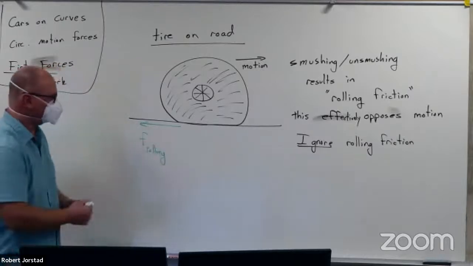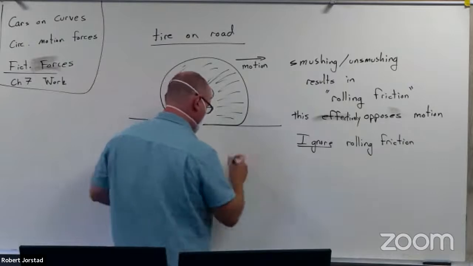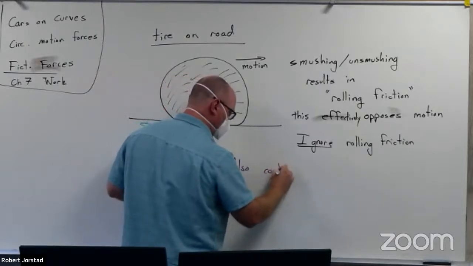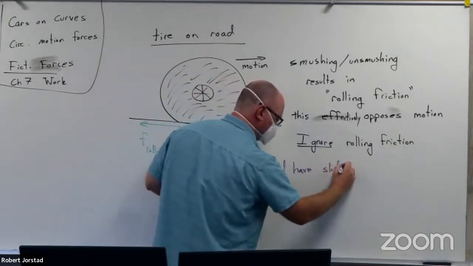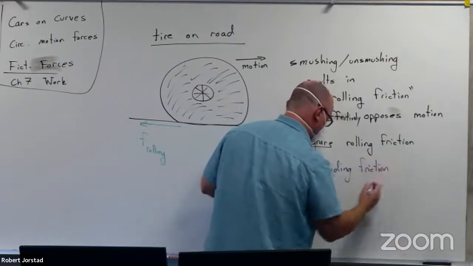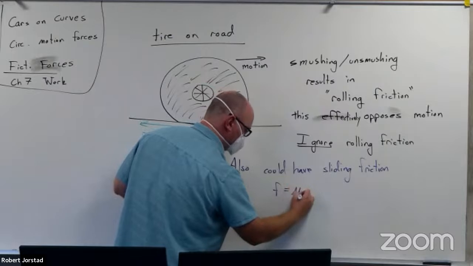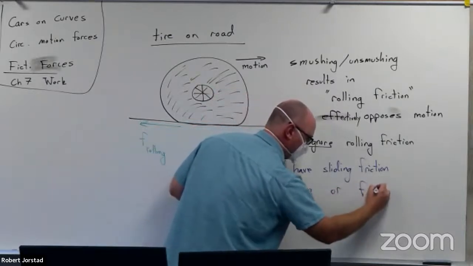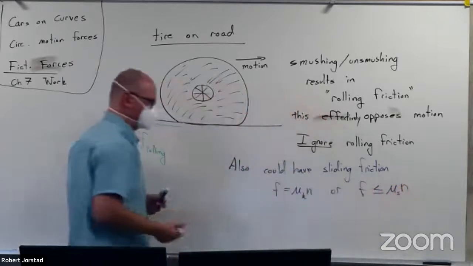All right. Now, we also saw we could have sliding friction, which is something like F equals mu kinetic times N, or F is less than or equal to mu static N. These were the types of sliding friction.